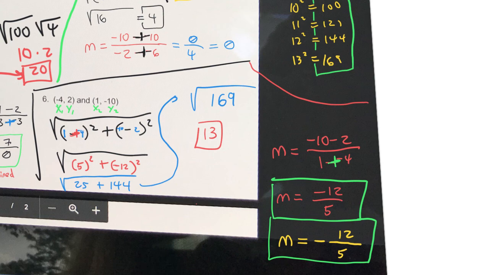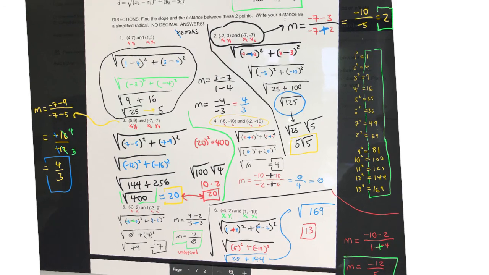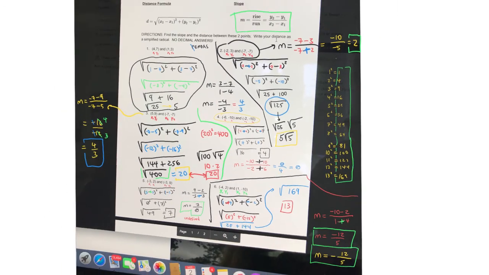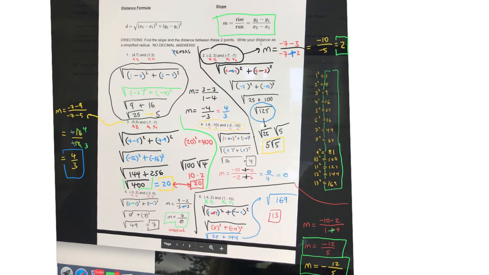Now, that's how you do it. That's how you do this stuff. Hopefully that was helpful. That was a lot. That was a good amount. It's a good amount of information, but that's how you do it.